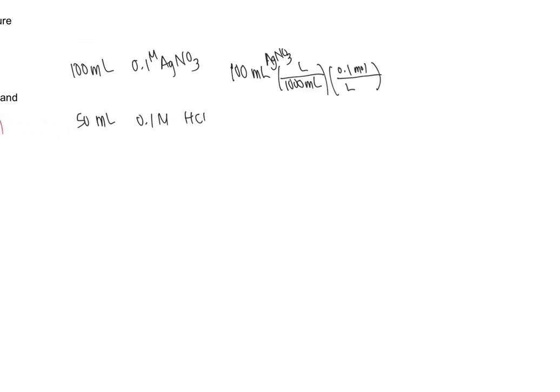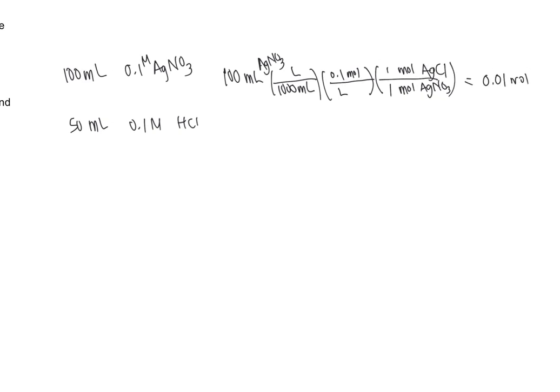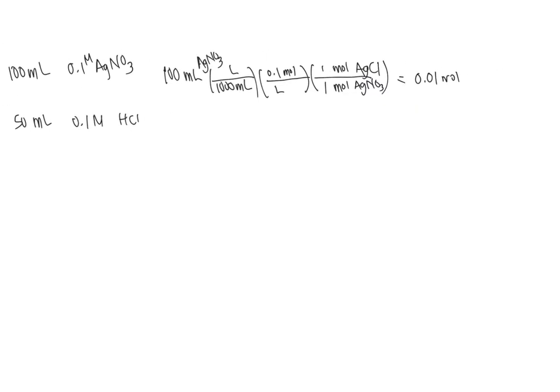So now I'm going to convert between moles of silver nitrate to moles of, let's do silver chloride. It doesn't really matter, but we're just going to pick a product. Now the ratio is 1 to 1, so we can find out that the amount of moles we have is 0.01 moles of silver chloride from that silver nitrate.